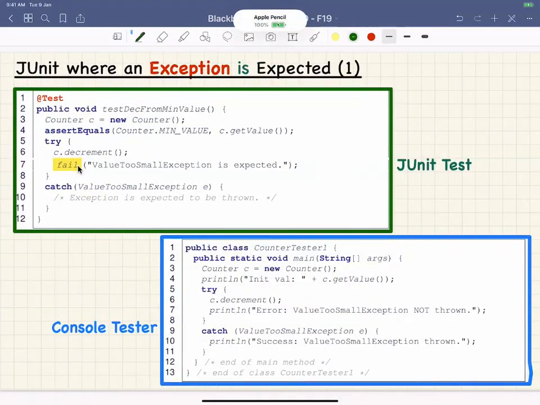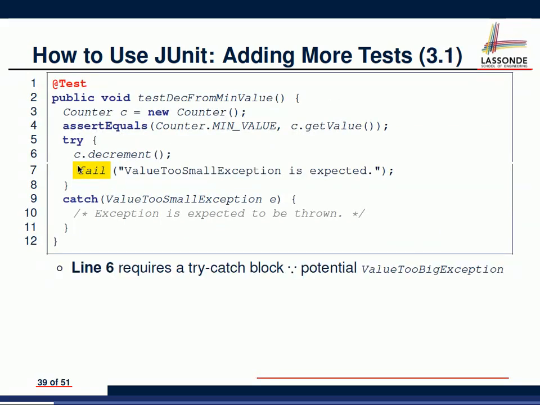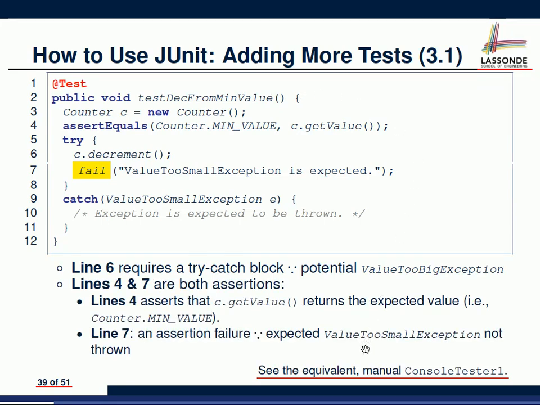Okay, this one here corresponds to console tester 1. When you try to review your slides, I'll show you what you should do. When you review this one, it's called test decrements from minimum value. You simply click on the link and it will link you back. One more thing to emphasize: if you ever have to write your JUnit test, notice line number 1. You always have to put @Test. That's required if you ever have to write it yourself.